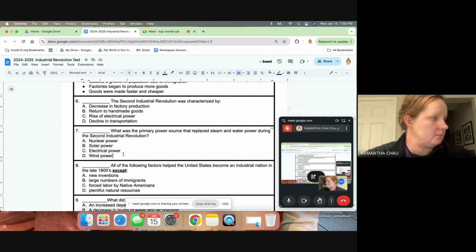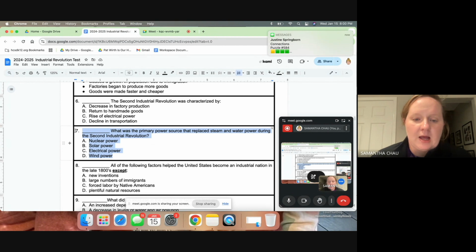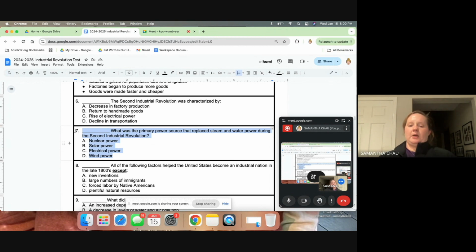Number 7. What was the primary power source that replaced steam and water power during the Second Industrial Revolution? Nuclear power, solar power, electrical power, or wind power?